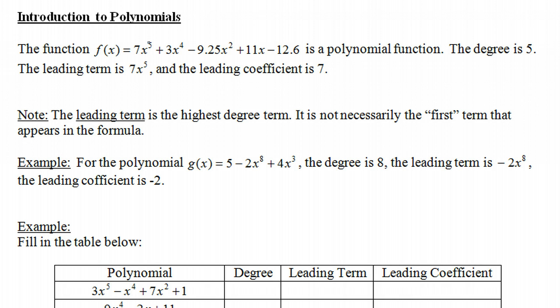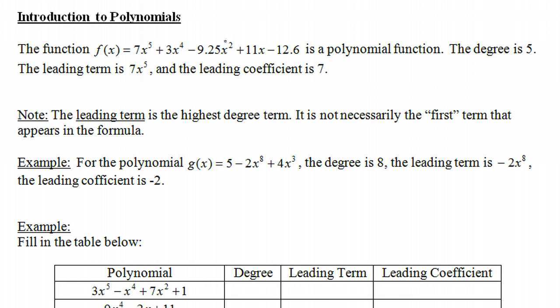Okay, now notice, in order to have a polynomial, each of these exponents here, 5, 4, 2, 1, and it's really like an x to the 0 on the end here, because that's just 1. Each of those exponents has to be a positive whole number. You cannot have a fractional exponent like 1/2. You also cannot have a negative exponent like -3.